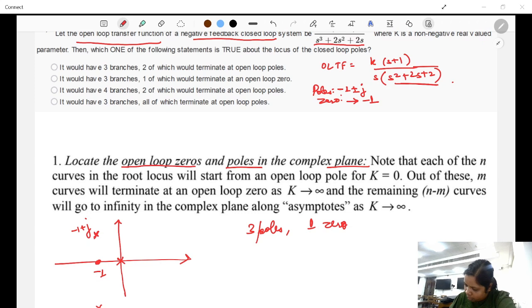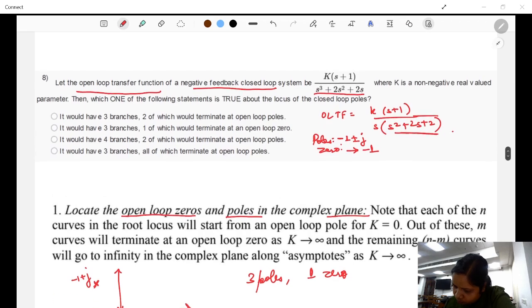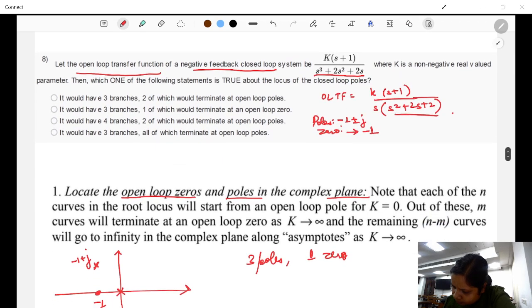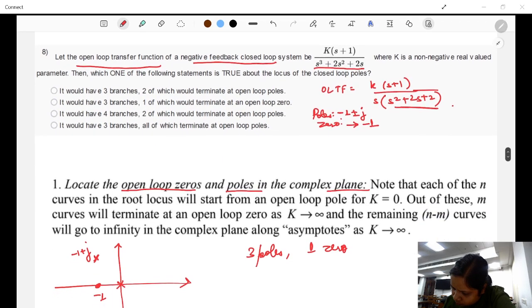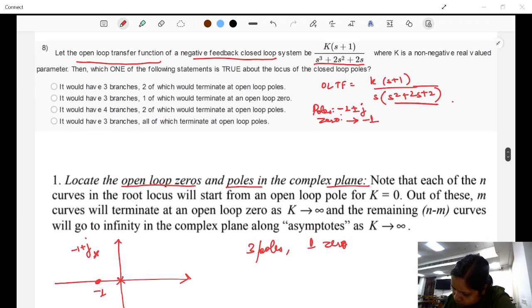Then how many will terminate at an open loop 0? In our case, it would just be 1, right? So just 1 will terminate. So this is your answer. It would have 3 branches, one of which would terminate at an open loop 0. So this is your answer.